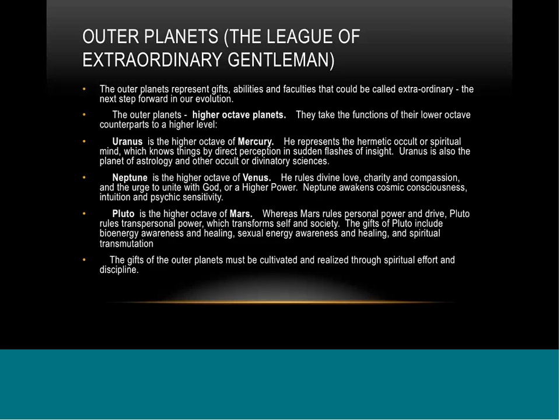So Uranus, first of all, is seen as the higher octave of Mercury. And Mercury, in the normal sense, is a planet about intellect and knowledge and information and absorbing information from various sources. But Uranus here, as the higher octave, is the type of knowledge which is actually the hermetic knowledge from the spiritual mind, which is accessed by direct perception.